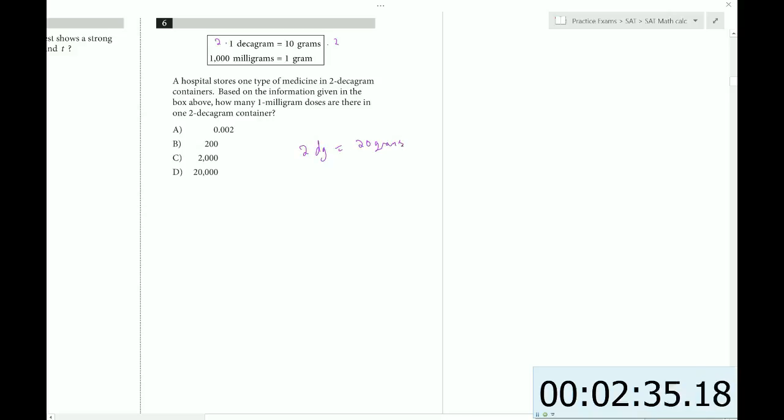And we want to know how many milligrams that would be. Well, 1 gram corresponds with 1,000 milligrams. Now, 20 grams corresponds with x milligrams. So we could just cross multiply. We get x equals 20 times 1,000, or 20,000 milligrams. Choice D.